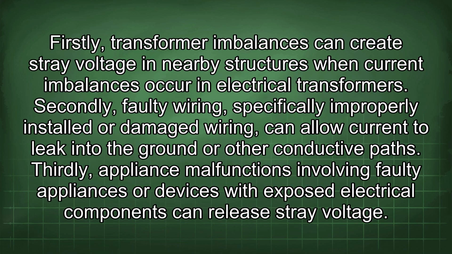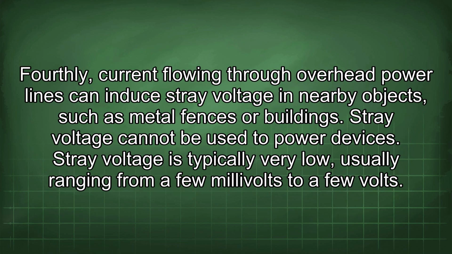Firstly, transformer imbalances can create stray voltage in nearby structures when current imbalances occur in electrical transformers. Secondly, faulty wiring, specifically improperly installed or damaged wiring, can allow current to leak into the ground or other conductive paths. Thirdly, appliance malfunctions involving faulty appliances or devices with exposed electrical components can release stray voltage. Fourthly, current flowing through overhead power lines can induce stray voltage in nearby objects, such as metal fences or buildings.